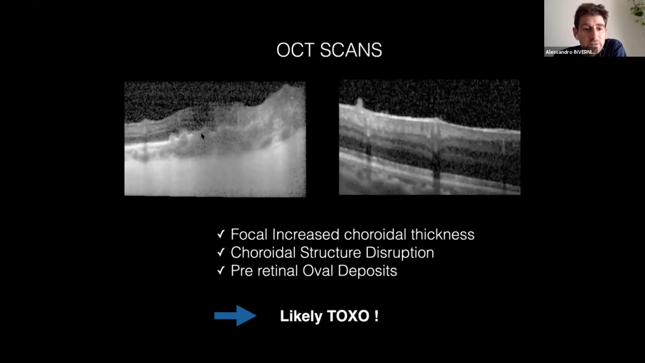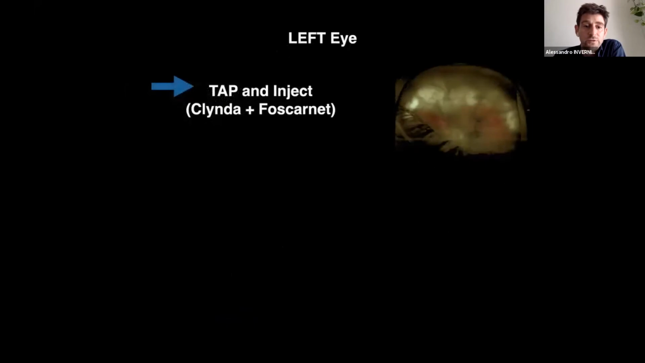But underneath the retina, you see a focal thickening and a disruption of the choroid as well. And on top of the retina, you can see one of those oval deposits. So all these three signs are pointing us towards toxoplasmosis, even if the clinical picture could seem that of an ARN.